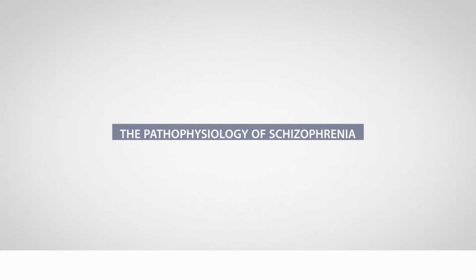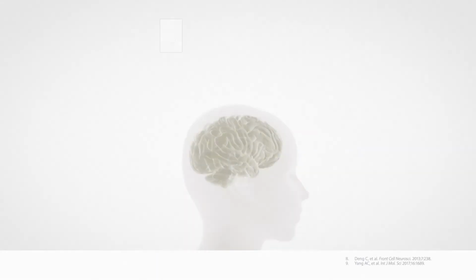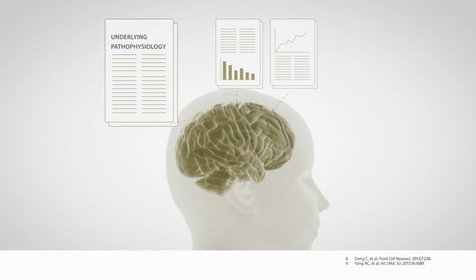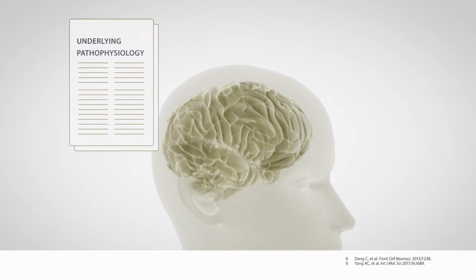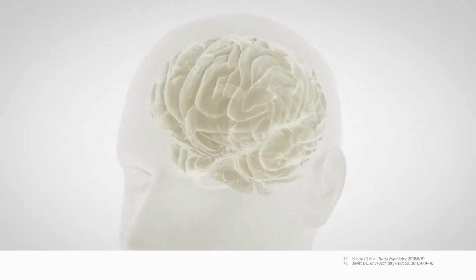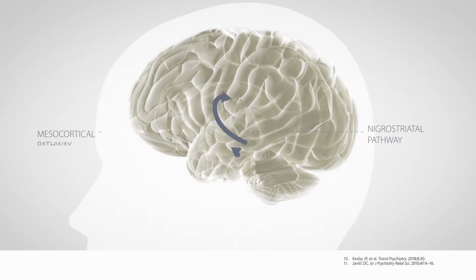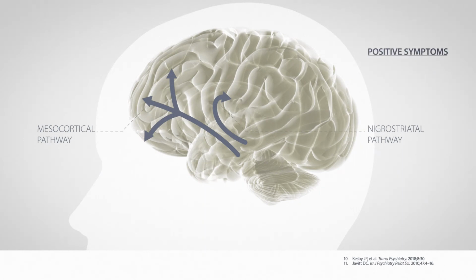The pathophysiology of schizophrenia. Research has generated several hypotheses for explaining the underlying pathophysiology of schizophrenia. Here, the focus will be on dysfunction in the nigrostriatal and mesocortical signaling pathways, which are rich in dopaminergic and glutamatergic connections as a basis for positive, negative, and cognitive symptoms, although the full picture is likely more complex.